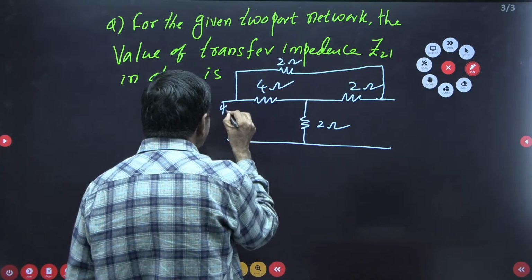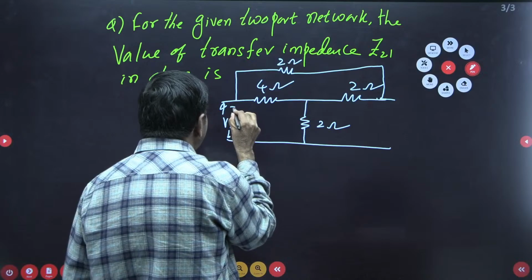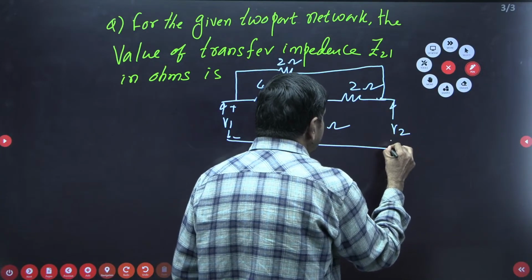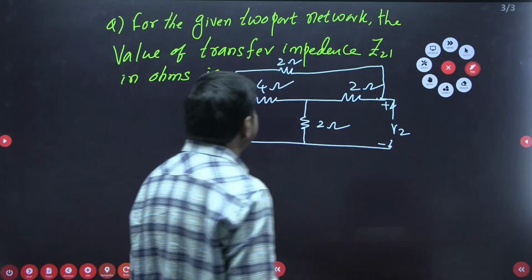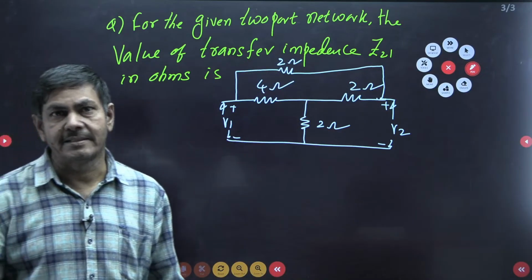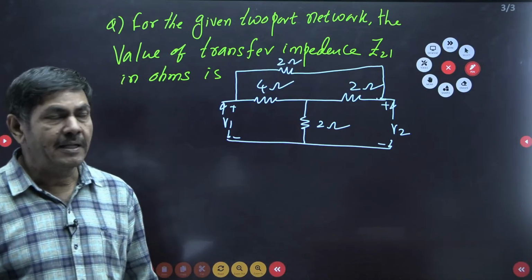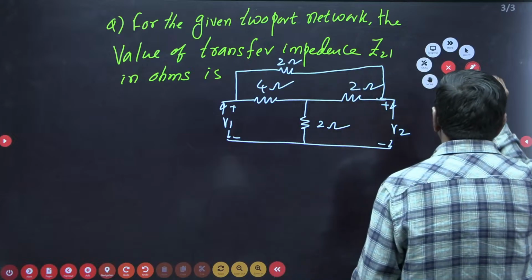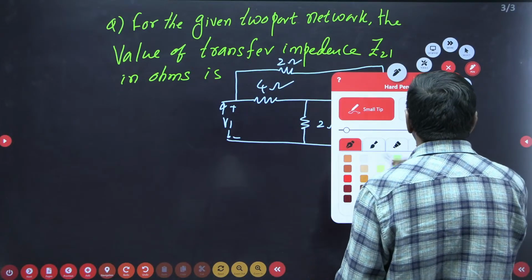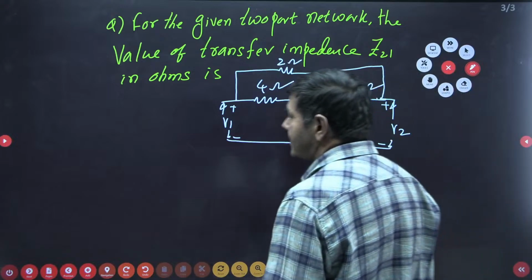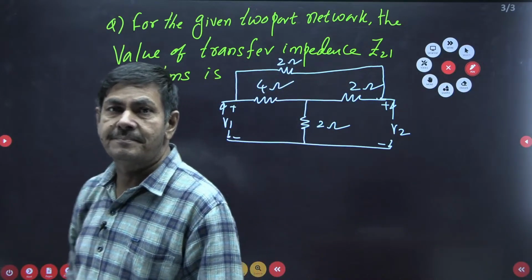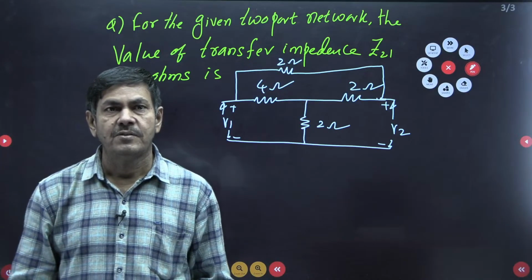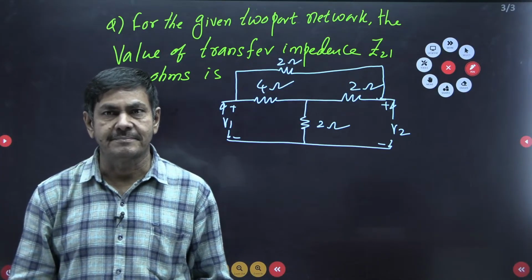This voltage is given as V1 here, and this voltage is given as V2. It is asking to find Z21 only, nothing more than that. But I want to see whether any single student can do this problem or not. I will wait for some time. Please try to answer this question without my help. You can start doing this question.